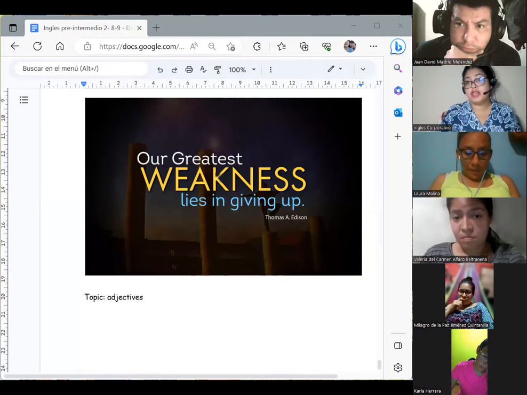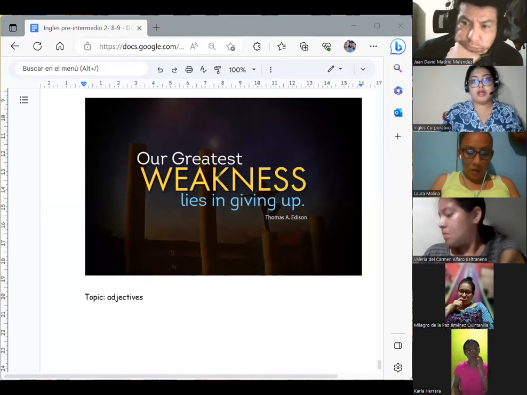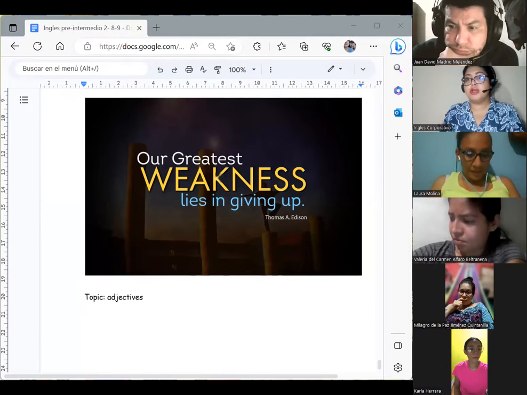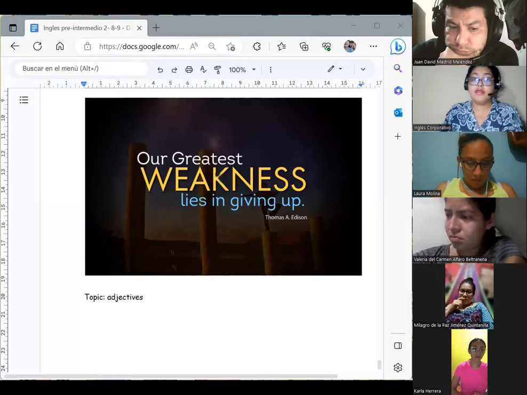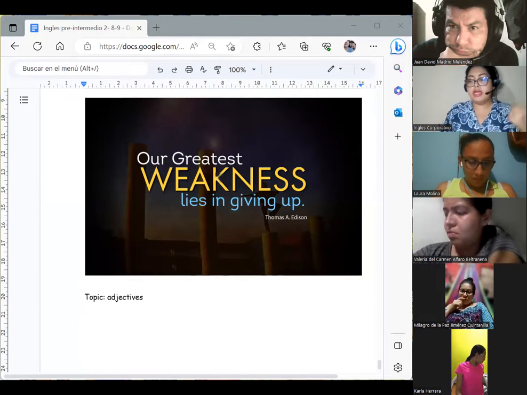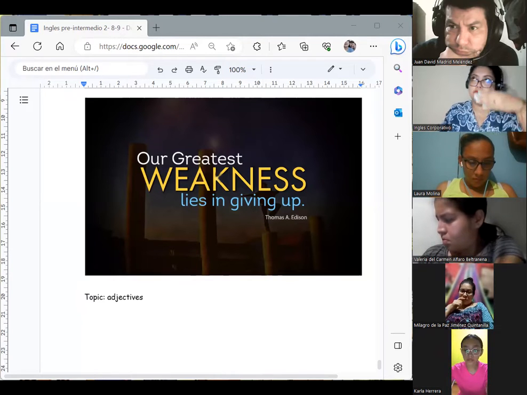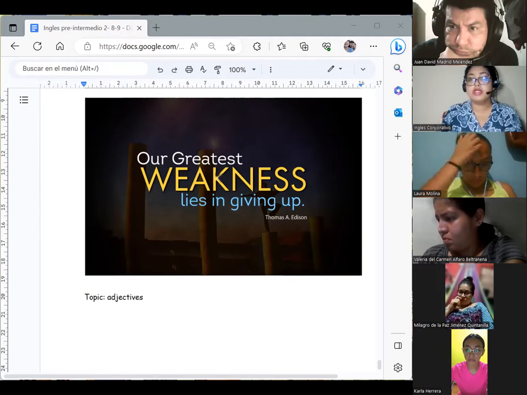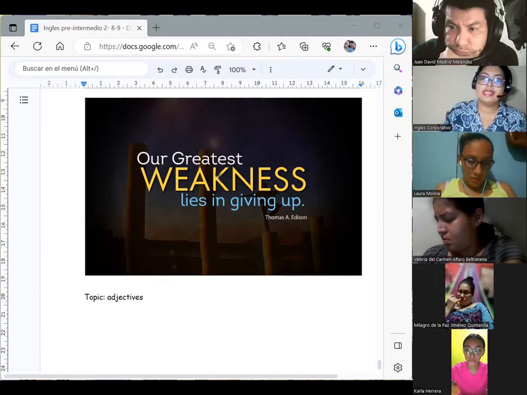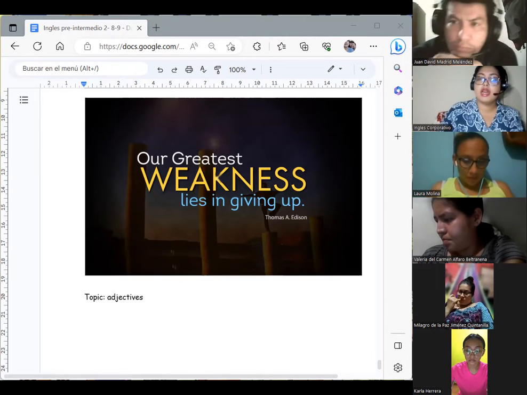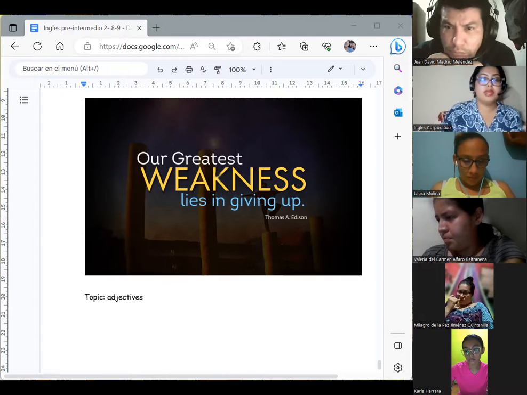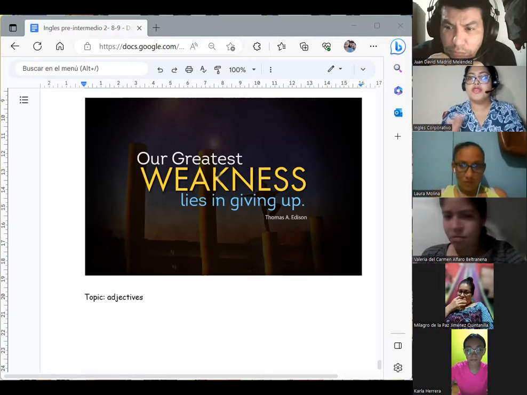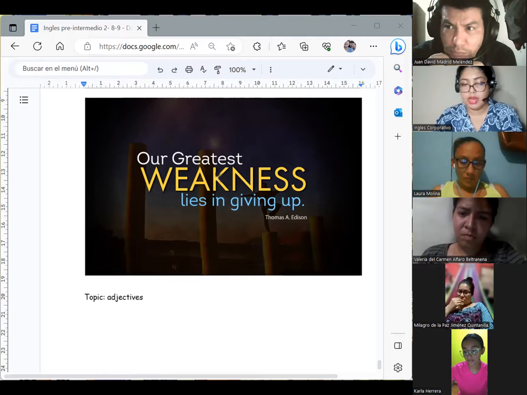But first, we have the phrase for this week. It says that our greatest weakness lies in giving up. It's the same thing as we were talking about the platform. If we have a problem and we try it once, twice, a lot of times, and we don't find the solution, in some cases we decide to give up, to stop doing things, even when we are very, very close to the end of the problem. And that's why we cannot find the best way to solve our problems.